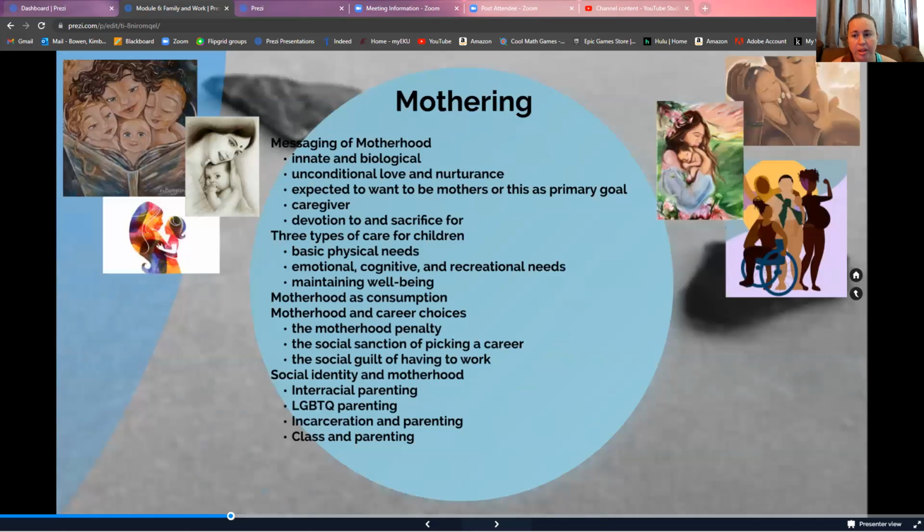And then real quick, we'll get into mothering, and then I'll stop here for this one. So the messaging for mothering is that this is an innate biological process, that it's something that should come to you. It's something that you should want. It's something that should be one of your biggest goals in life. You should have this unconditional love and ability to nurture in every way. And you should just automatically be that caregiver and know what you're doing. And you should be so devoted to this and be able to sacrifice a lot of yourself in order to do this. Your career, your body. You should sacrifice so many things in order to become this.